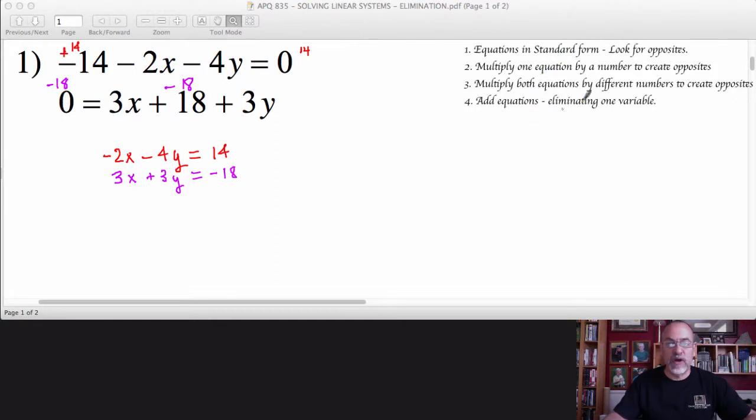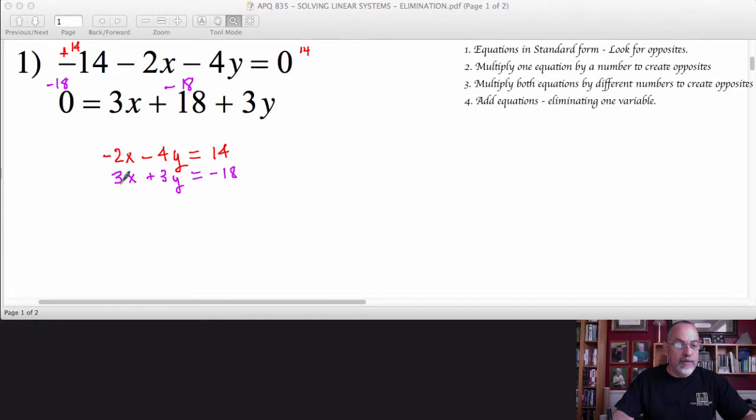We can now look for opposites. The x coefficients are not opposites, and the y coefficients are not opposites. So can we multiply one equation by a number to create opposites? I cannot do that with the x's, and I cannot do that with the y's, so I'm going to have to multiply both equations by a different number in order to create opposites. Because the x's already have positive and negative signs, I'm just going to create opposites by multiplying by a number.